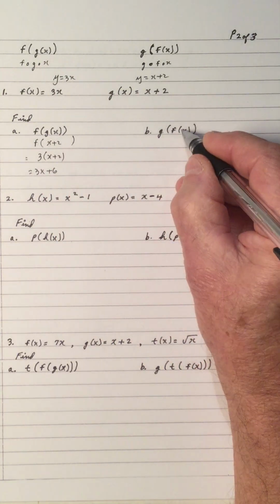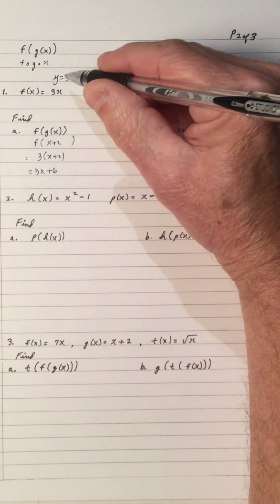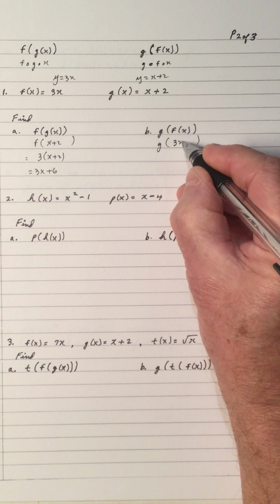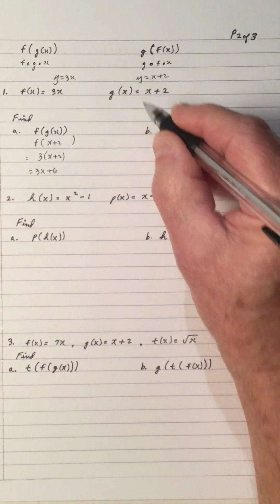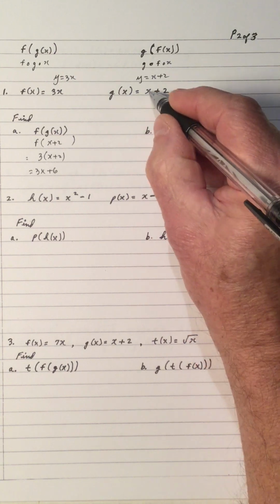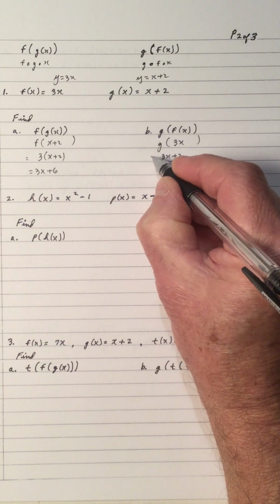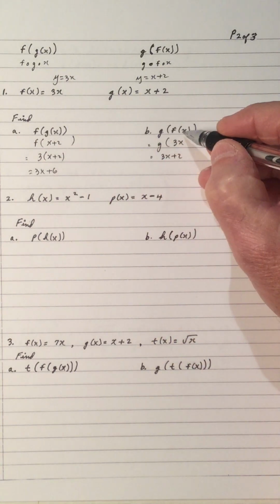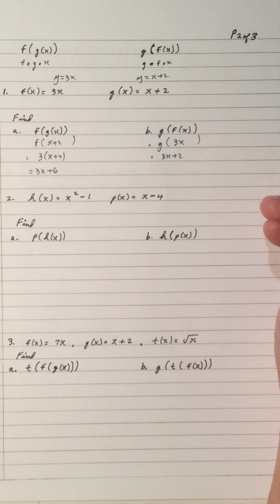Now I've got the g of the f of x. The f of x is 3x. Now the 3x is going into the g, so that 3x is going right there. So this is 3x plus 2. So the f of g of x and the g of f of x, notice, depending on how you do them, they're not the same. Just be careful.